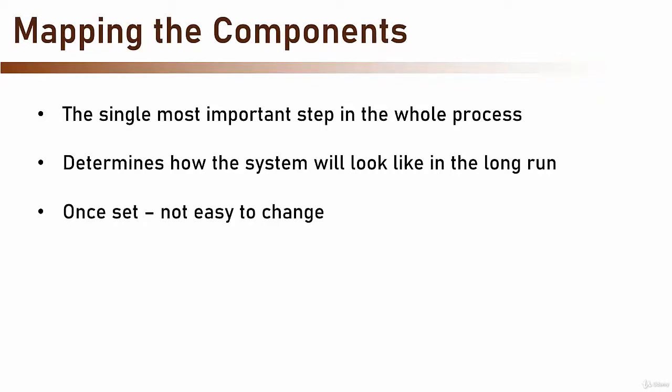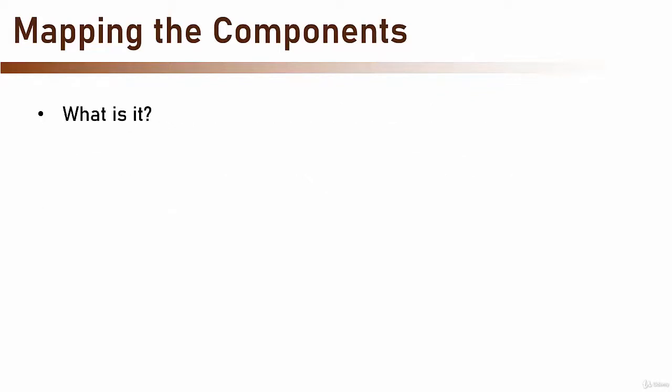So in other words, mapping the components of the microservices architecture should be taken very seriously, and it's not something that can be done offhand. This step will literally shape the system, and a lot of thinking should be invested in it. So what exactly is mapping the service? What should we do in this step?